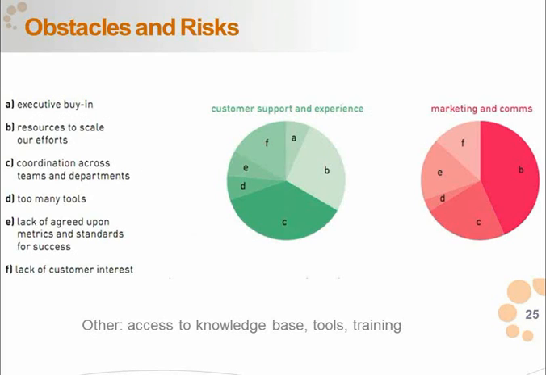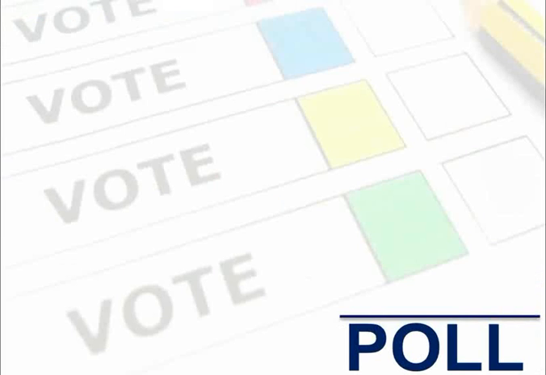B is resources to scale our effort. I've heard that over and over, that people are lacking resources. Oftentimes, in the early days, it was very difficult to get executive buy-in. But I think we've seen the executive buy-in more and more now. So what we're going to do now is another poll, and we're going to find out from you what your obstacles and risks are.